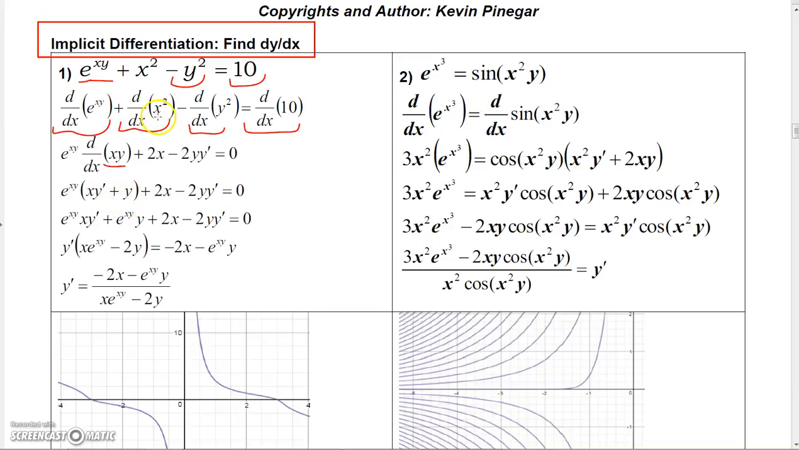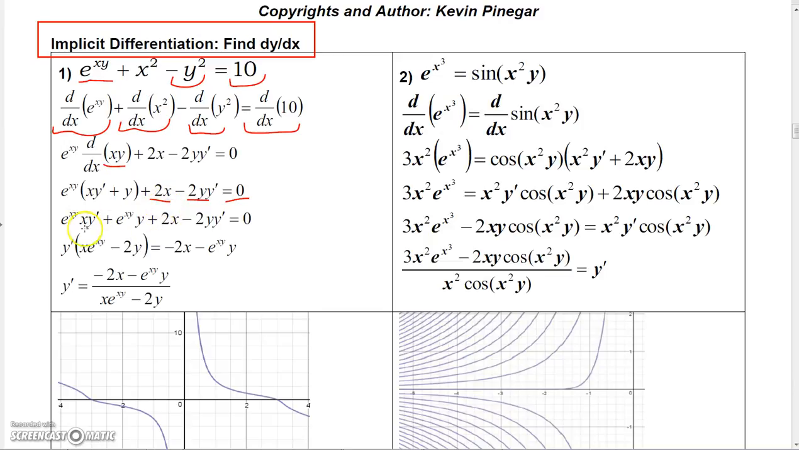And then, of course, the derivative of x squared is 2x. Since I'm differentiating with respect to x, I can just say that's 2x. And then for the derivative of y squared, I have to use the general power rule, so I have 2y y prime. And then, of course, the derivative of 10 is 0. Now, I'm going to go ahead and distribute the e to the xy here. So I get e to the xy times xy prime, and then e to the xy times y.